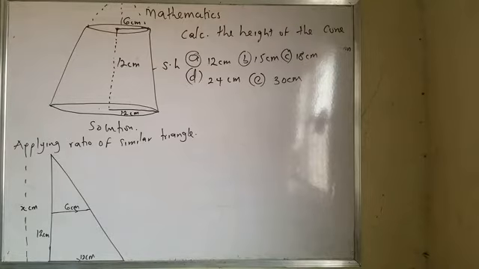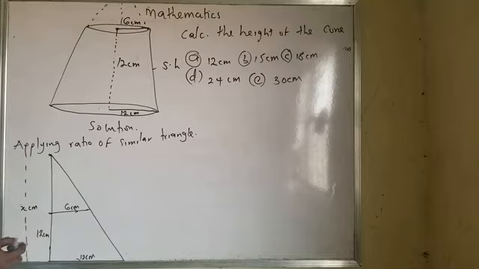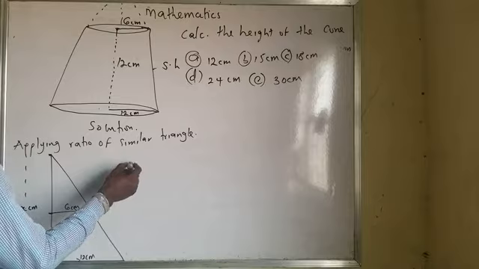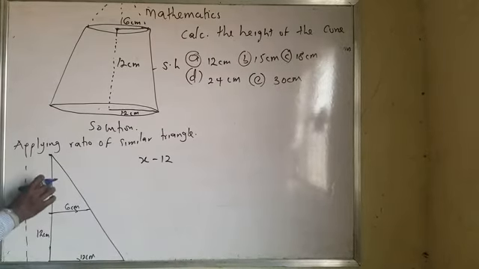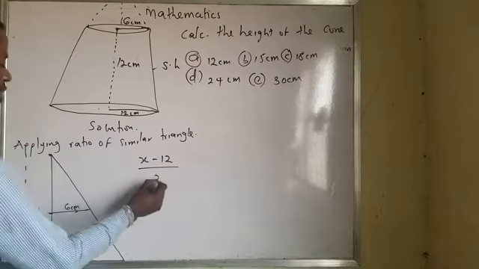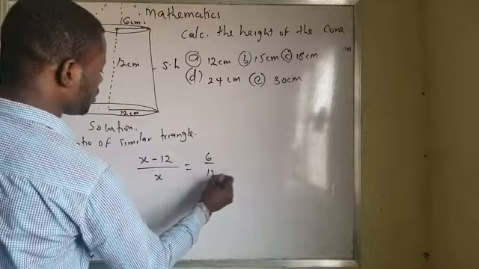Now, how do I apply my similar triangle? I've told you earlier, to apply my similar triangle, I will talk about this part. Please make sure you watch the video on similar triangle. How do I get this part? It means I'll be having x minus 12, which will give you this part, because 12 is the down part, divided by everything, which is x, equals 6 divided by 12.